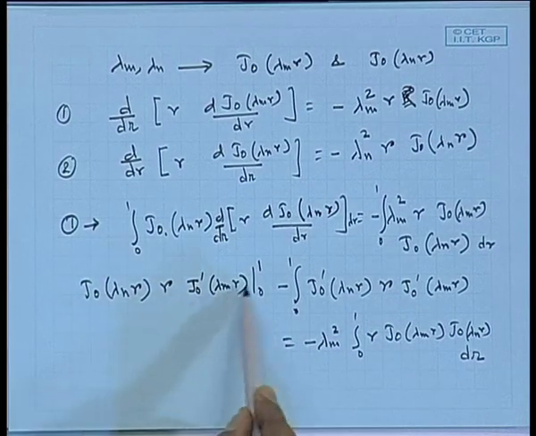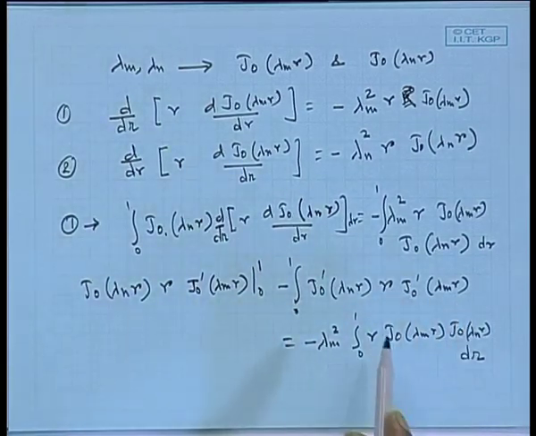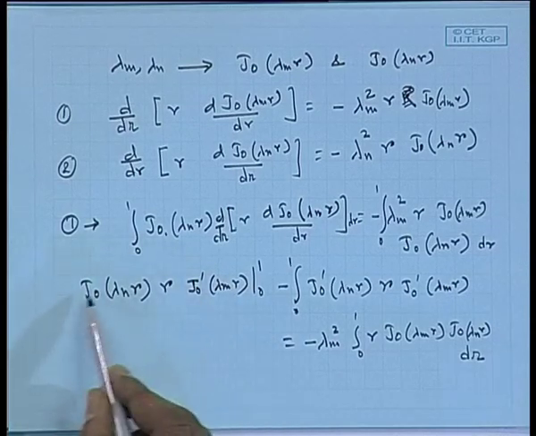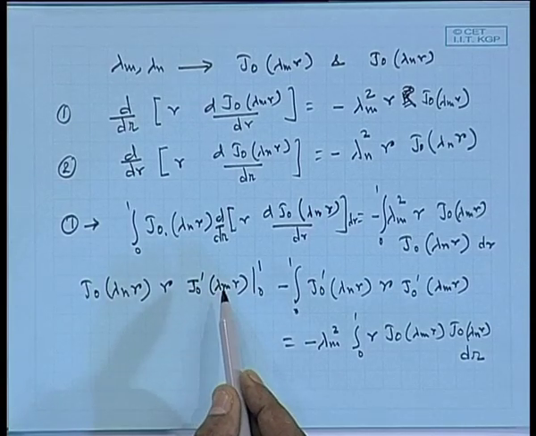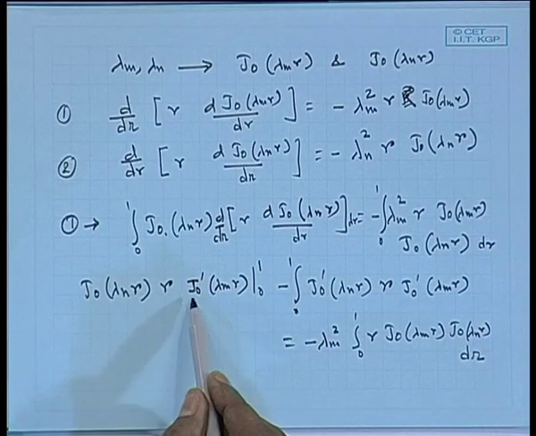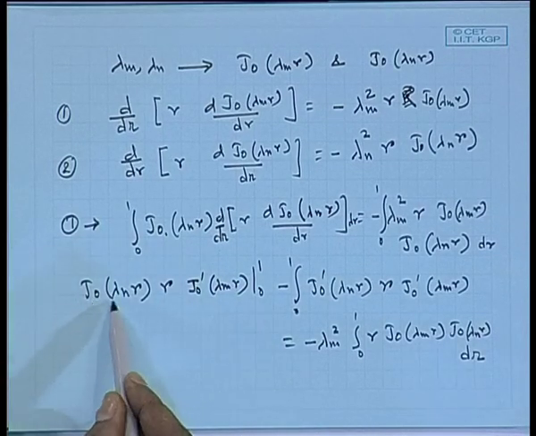That means this whole term will be appearing there. Okay. Now you put the limits. When you put the lower limits, this whole term will vanish because r equal to 0. When you put the upper limits, you do not have any idea of J0 prime, but what is J0 lambda n?